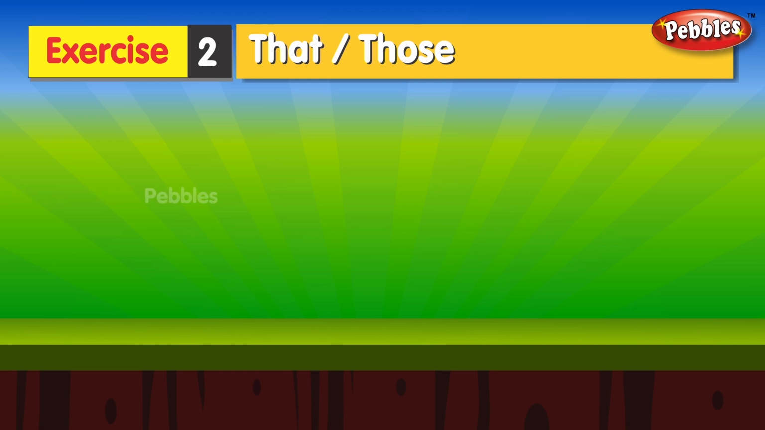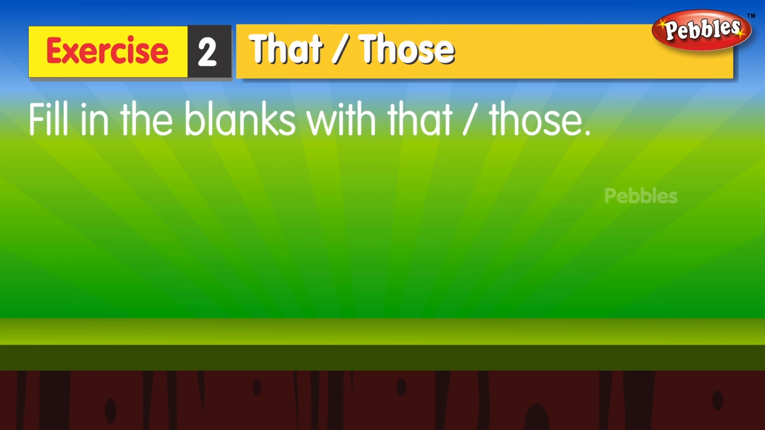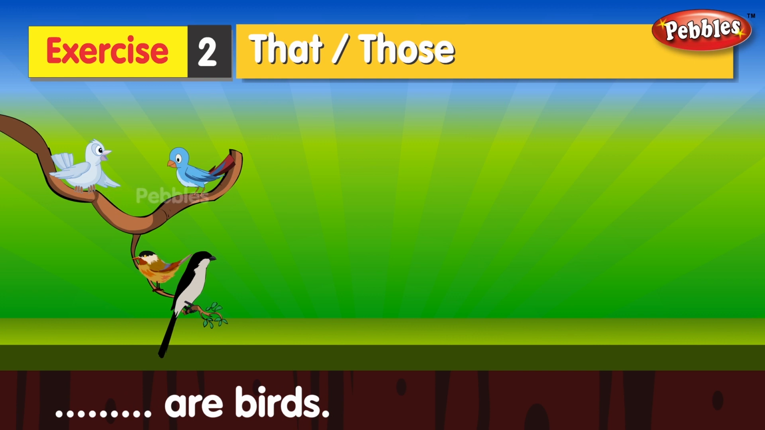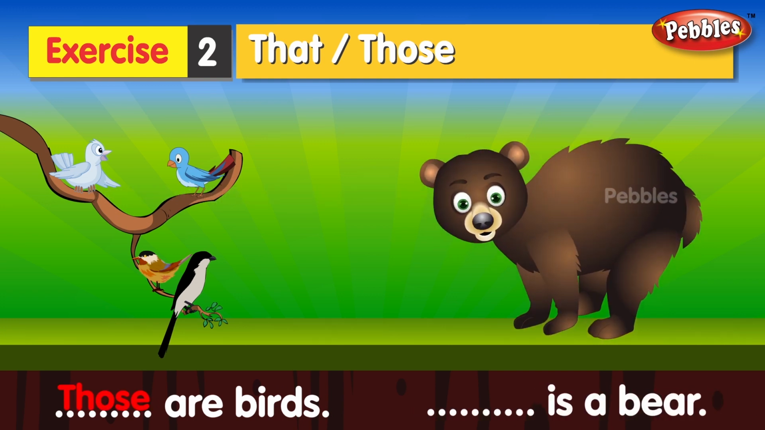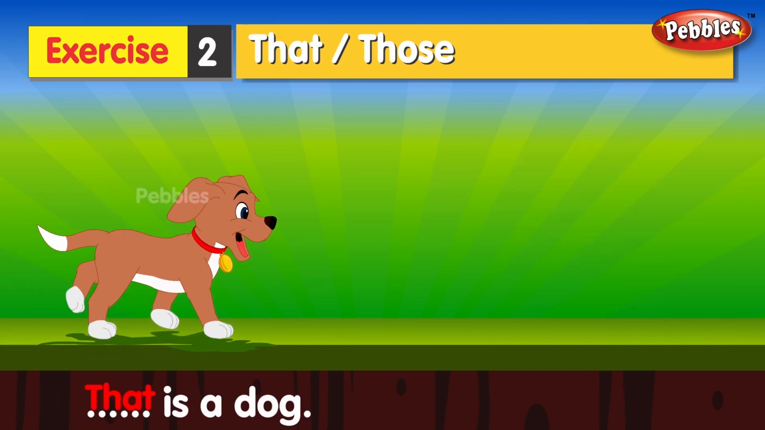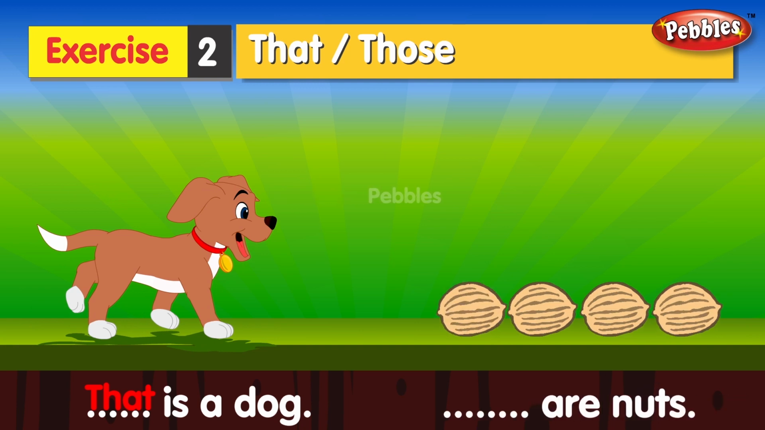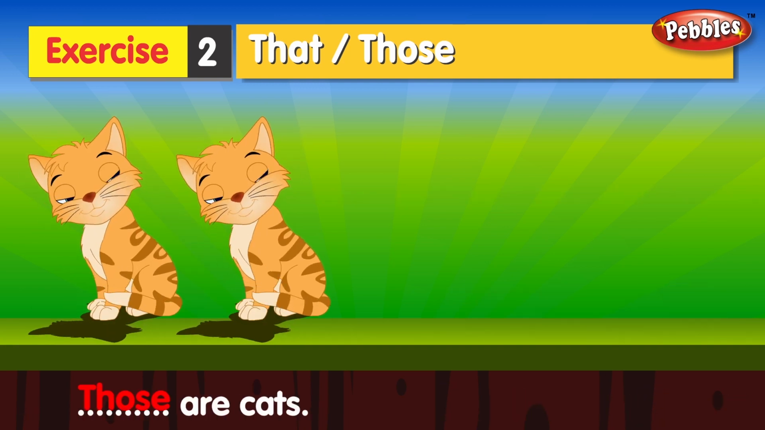Exercise 2. That, those. Fill in the blanks with that, those. Those are birds. That is a bear. That is a dog. Those are nuts. Those are cats.